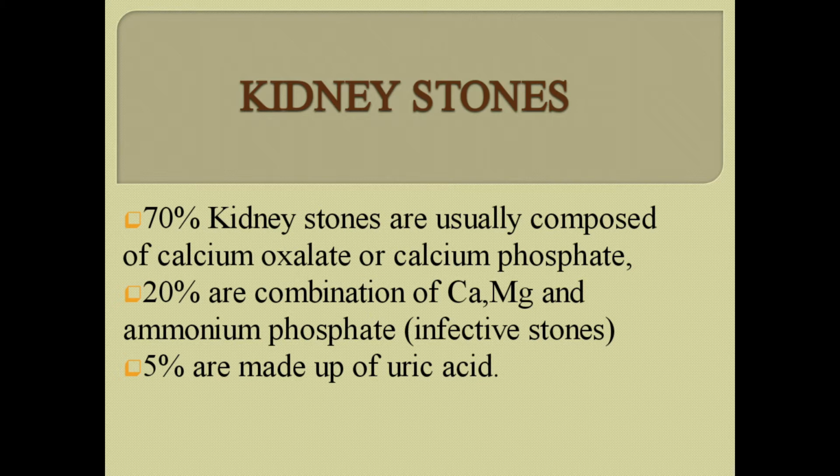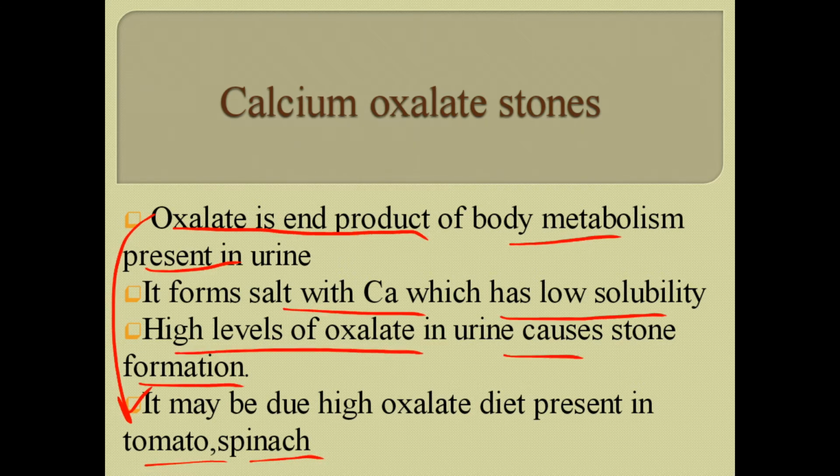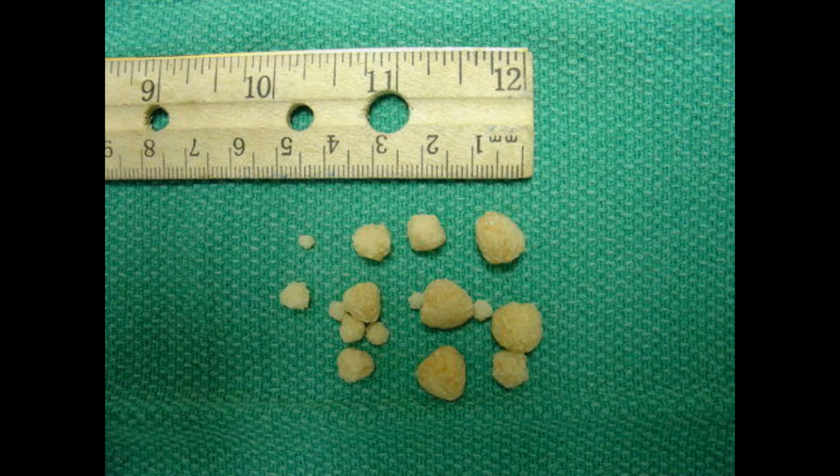Calcium oxalate stones. Oxalate is a product of body metabolism, and normally it is present in urine. It is found in tomato and spinach. It forms a salt with calcium which has low solubility, and as a result of low solubility, high levels of oxalate in urine cause stone formation. The high levels of oxalate may be due to a high oxalate diet, which is present in green leafy vegetables. These are called calcium oxalate stones, and you can measure them by a measuring scale.